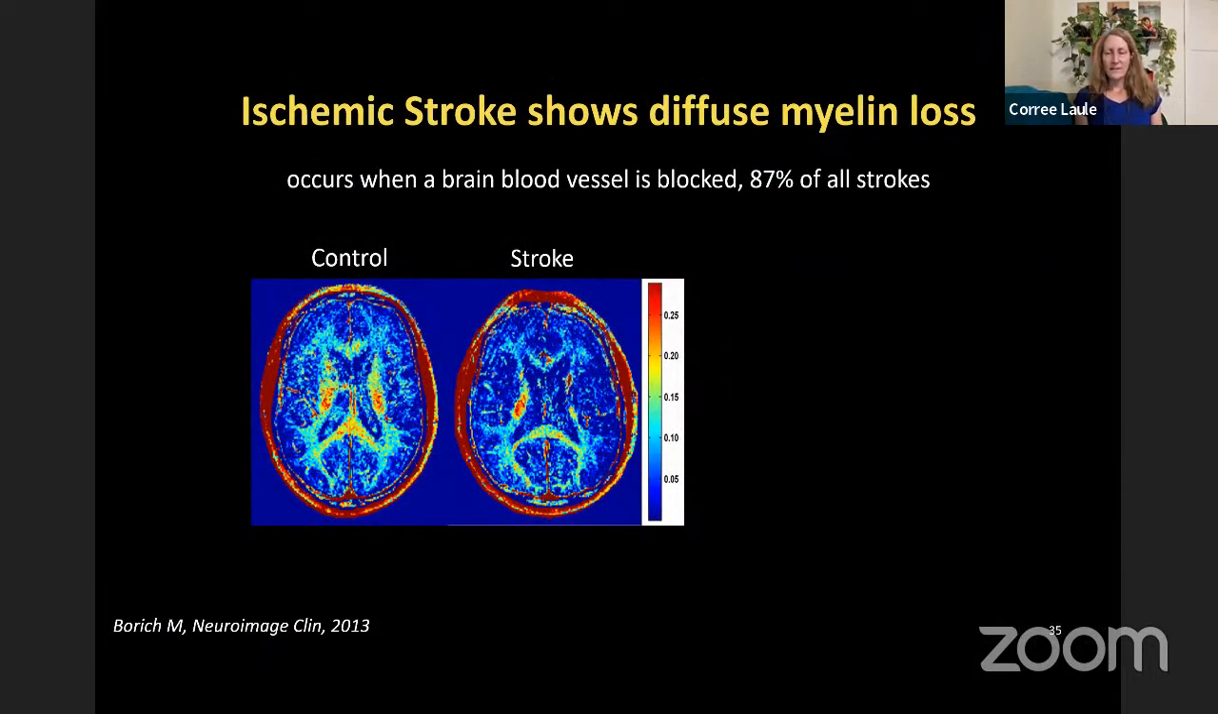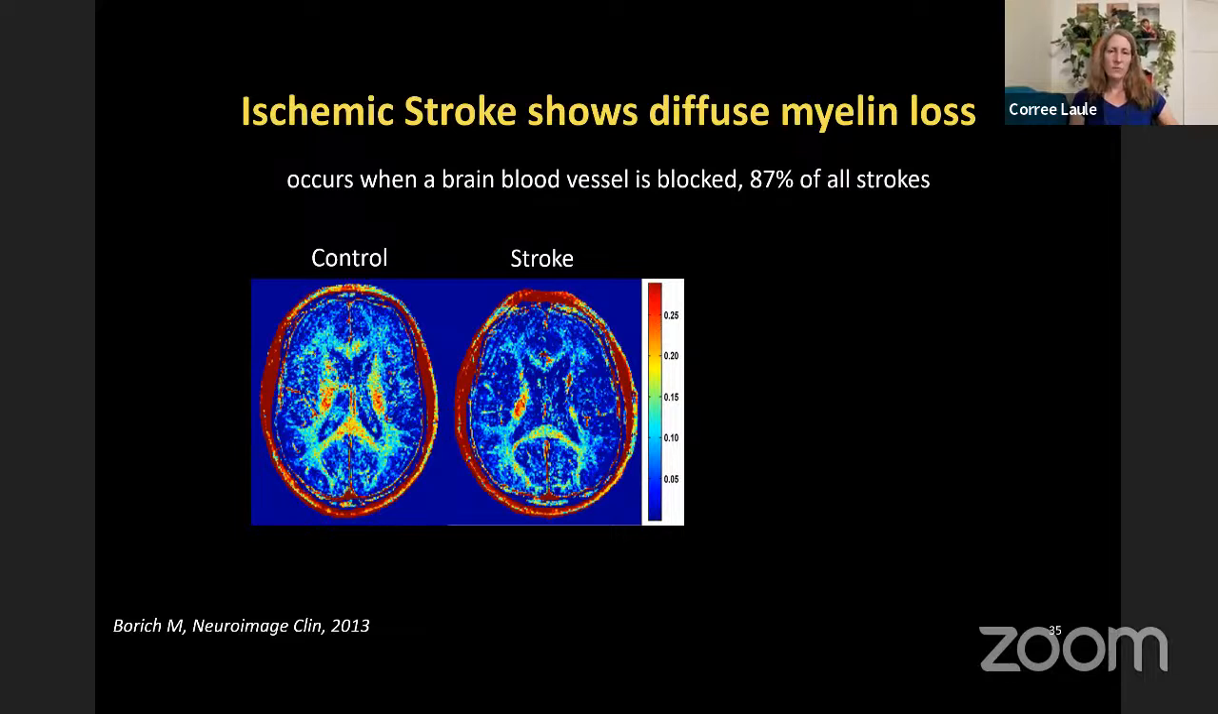So that was a summary of some of the MS work, and I just wanted to finish off with touching on a few different diseases beyond MS. So ischemic stroke. This is a stroke that happens when a blood vessel is blocked, and it accounts for the overwhelming majority of strokes, almost 90% of strokes.